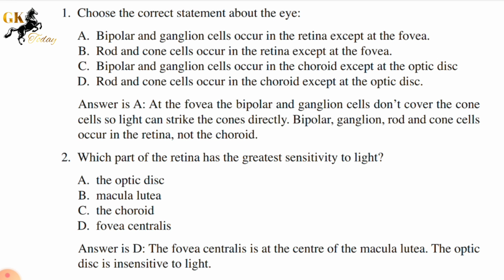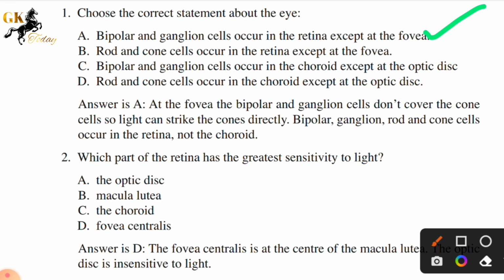Bipolar and ganglion cells occur in the retina except at the fovea. Rod and cone cells occur in the retina except at the fovea. Bipolar and ganglion cells occur in the choroid except at the optic disc. Rod and cone cells occur in the choroid except at the optic disc. Correct answer is option A. Bipolar and ganglion cells occur in the retina except at the fovea.